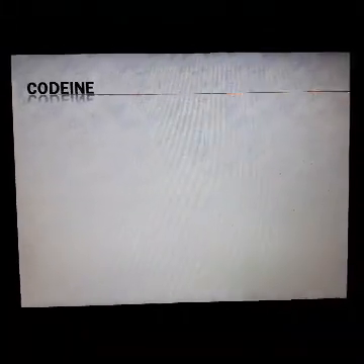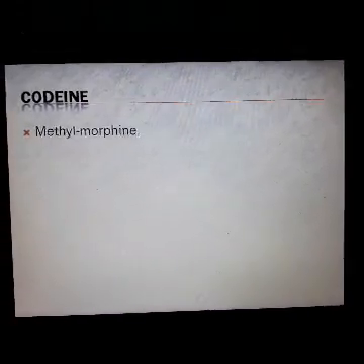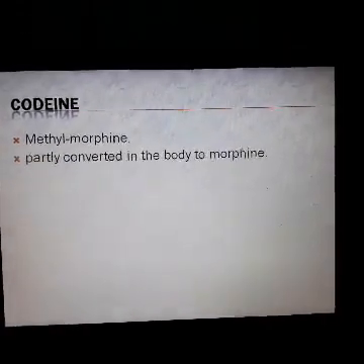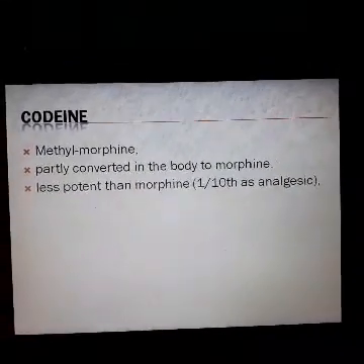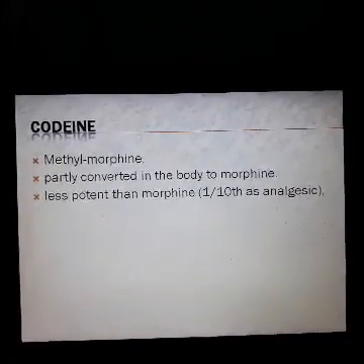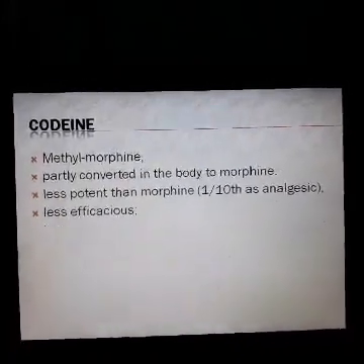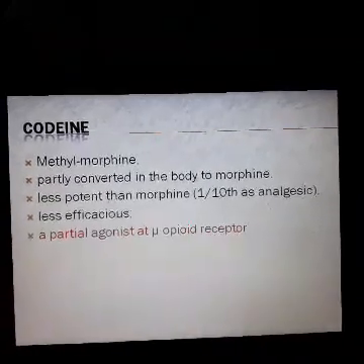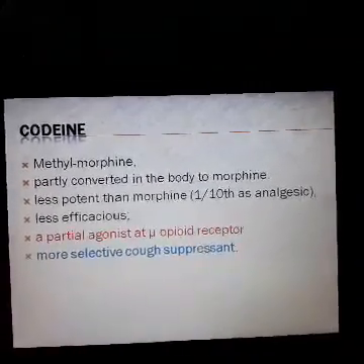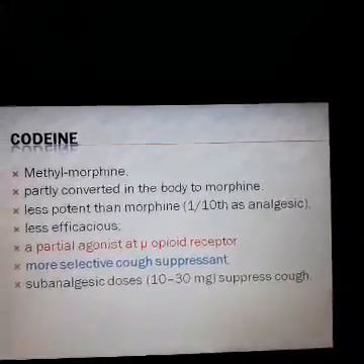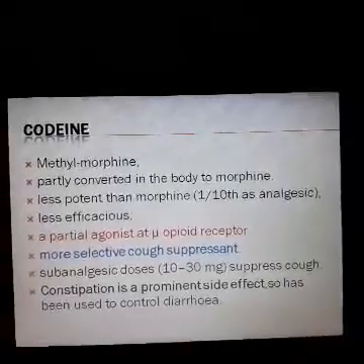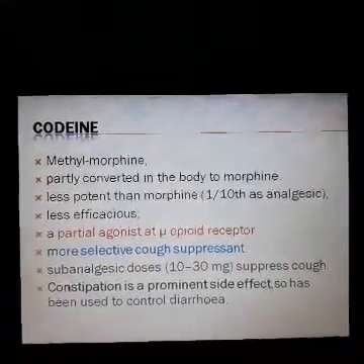Now codeine I shall not discuss in detail. So what is the basic difference of codeine from morphine? Codeine is chemically methyl morphine, less potent than morphine, one-tenth as an analgesic. So ten times the dose of codeine is required to produce the analgesia of one dose of morphine. It is less efficacious, actually a partial agonist, but it is mainly utilized as a cough suppressant, an antitussive agent, and a sub-analgesic dose suppresses the cough. Constipation is a predominant side effect, so codeine can also be used to treat diarrhea. Heroin is not used as a drug but as a thing of abuse.